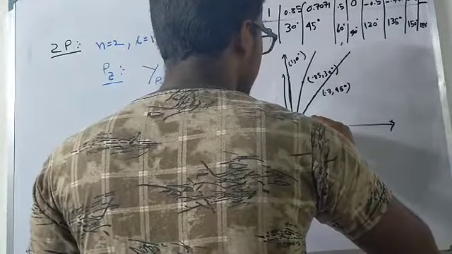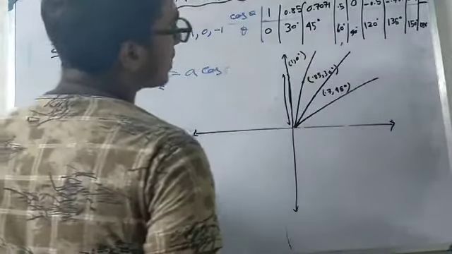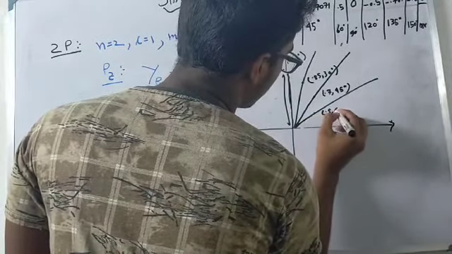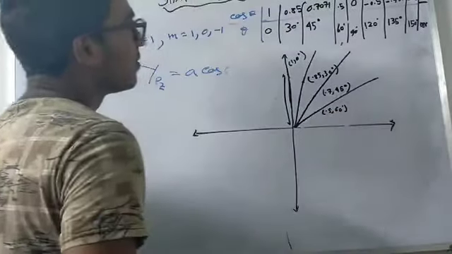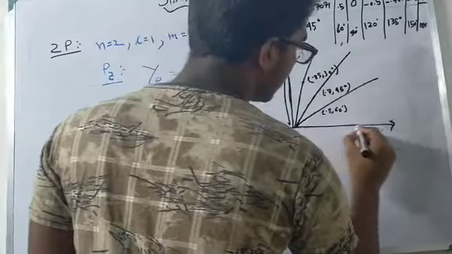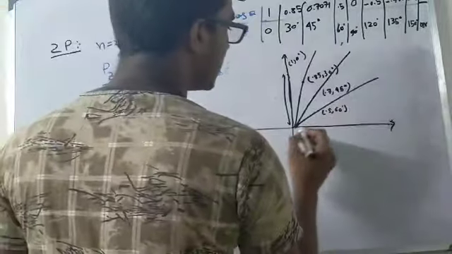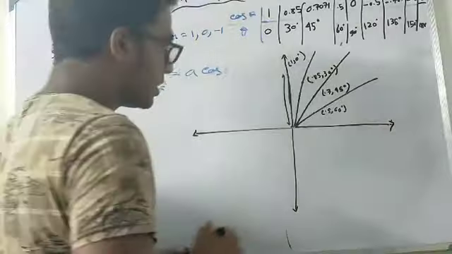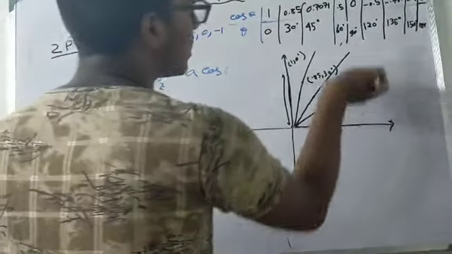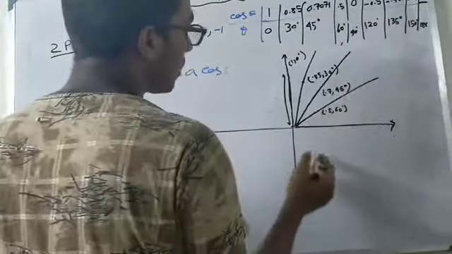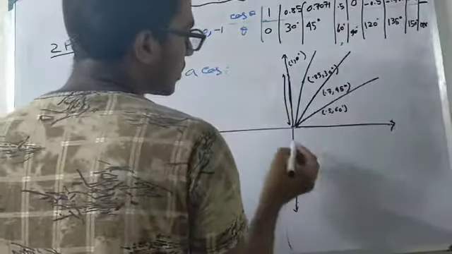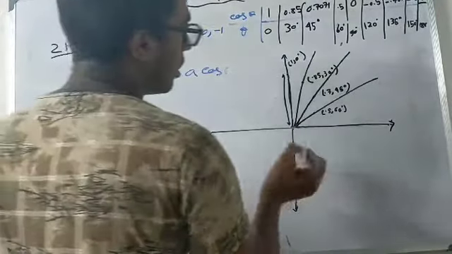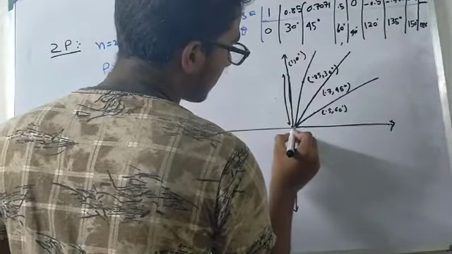draw a line for 60 degree, what is the value? This is 0.5. So 0.5 comma 60 degree, and for the 90 degree, this is the 90 degree distance and the value is 0, so that means the point is here. Now if I continue drawing the graph, if I take 120 degree, let's say this is a point which is 120 degree basically.